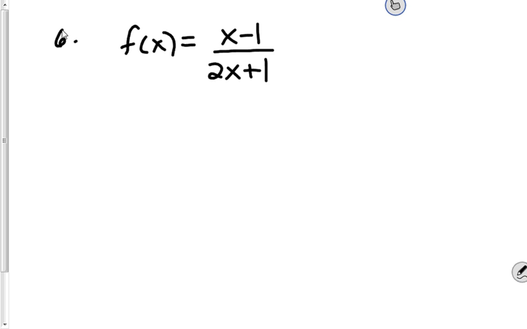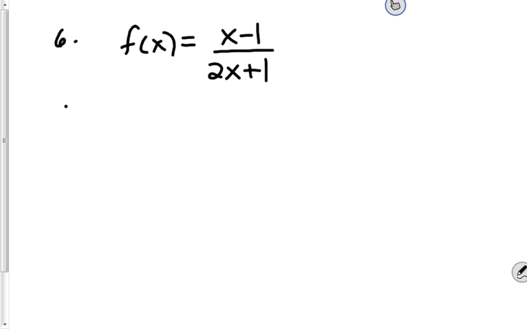So next is number 6 on page 207. Same type of problem, different rational function. F of x equals (x minus 1) over (2x plus 1). So same thing, we have to find the asymptotes and then graph it, right?